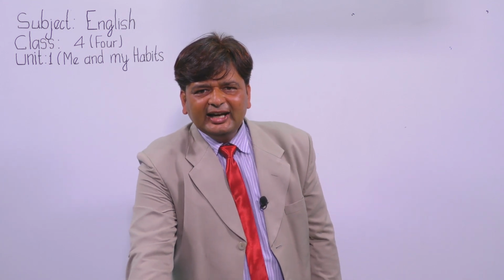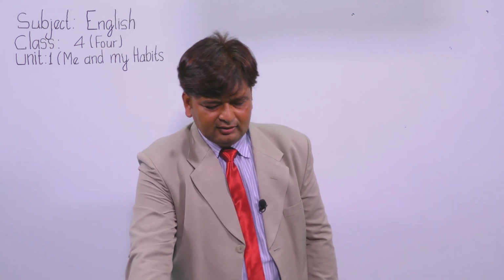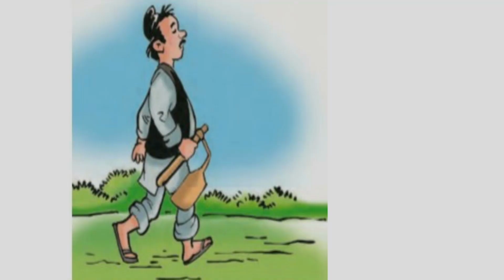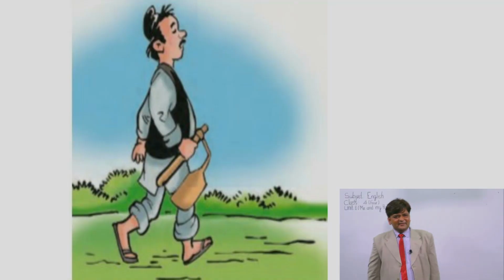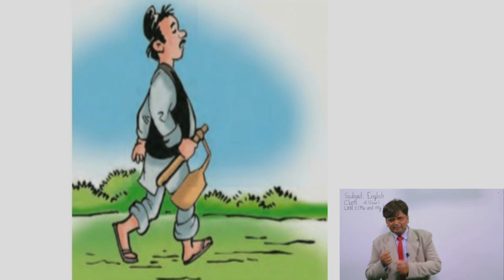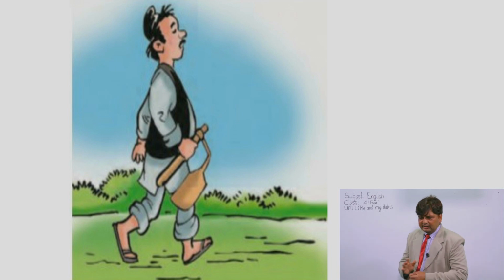Are you ready to look at? Okay, here we go. Who is there? A farmer. Very good. How can you guess that he is a farmer? Because he has got something in his hand. What is that? Okay, a mattock. Good. Very good.